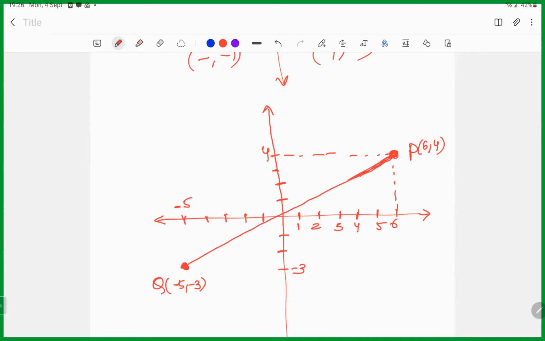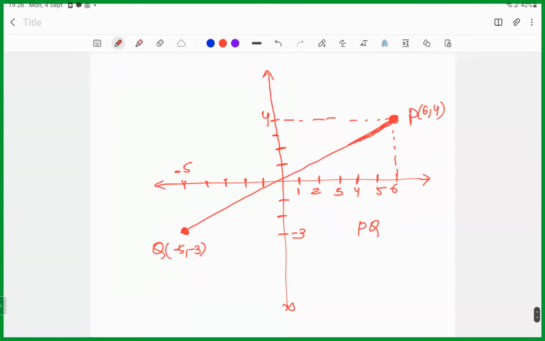What we need to find out now? The distance between the points. We need to find out PQ. So first, what can we do to find PQ? Any idea? We need to first construct a right angle triangle. Construct a right angle triangle, then you can find it.